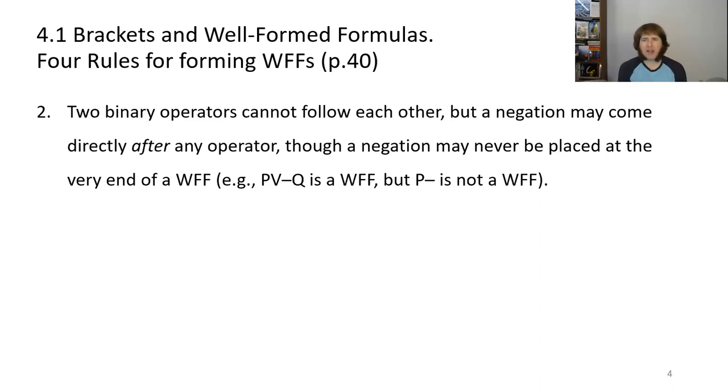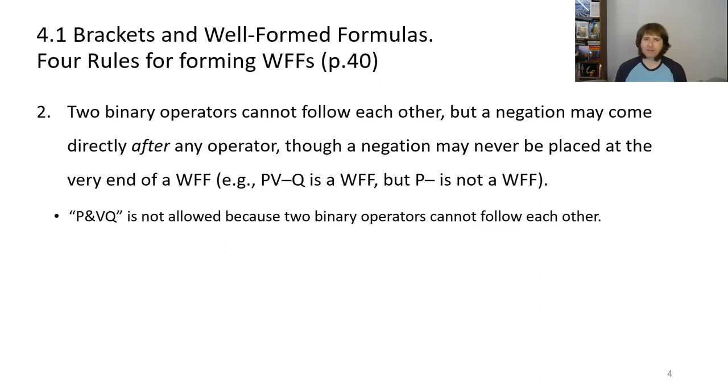If we look past the comma, P negation, that's not a well-formed formula. A negation always has to have something that comes after it. Now, the negation itself can come after another operator, as we see. Right? You can have P or not Q, but you can't have just a not at the end of a well-formed formula. It has to have something after it, because that's what it's negating.